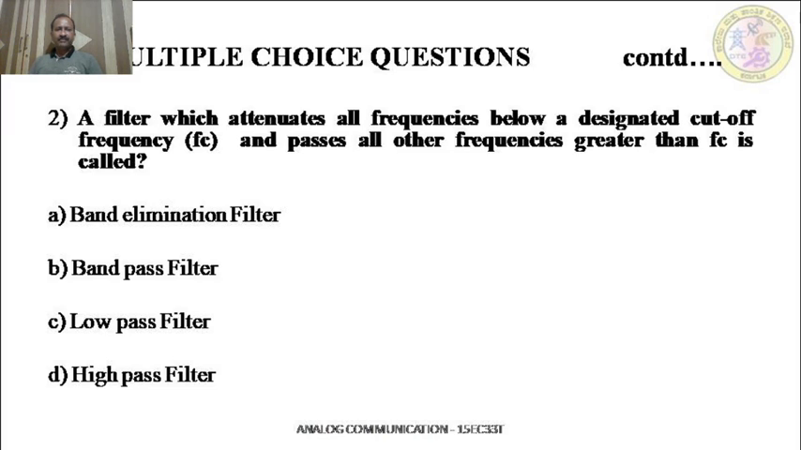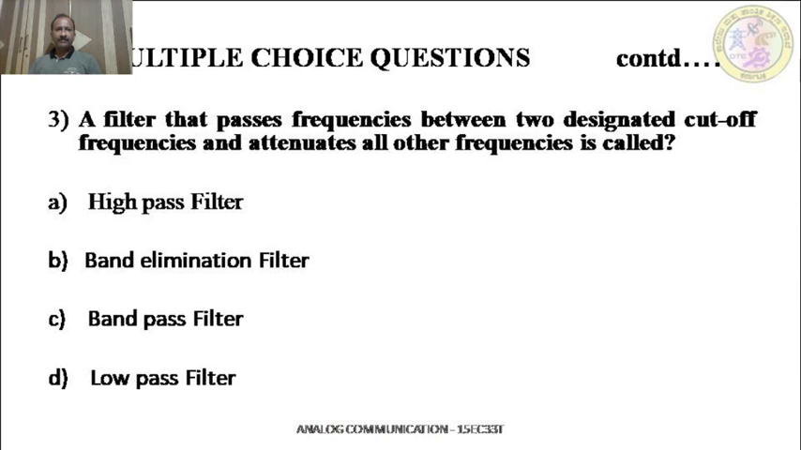Read the question carefully. A filter which attenuates all the frequencies below cutoff frequency, that means it stops or attenuates the low frequency component and passes all other frequencies greater than fc. That means it passes the high frequency component and stops the low frequency component. That means our filter is a high pass filter. The correct answer for this one is option D, high pass filter.